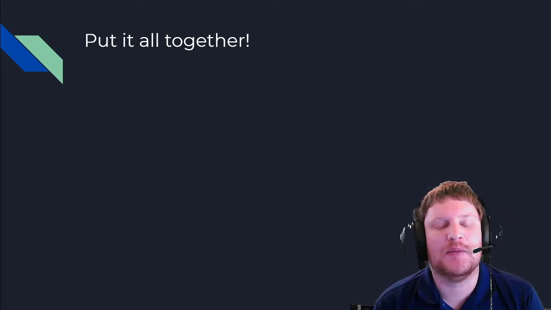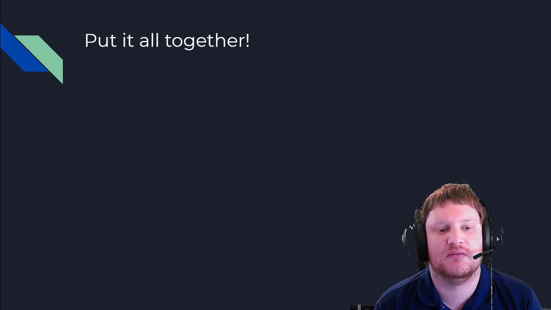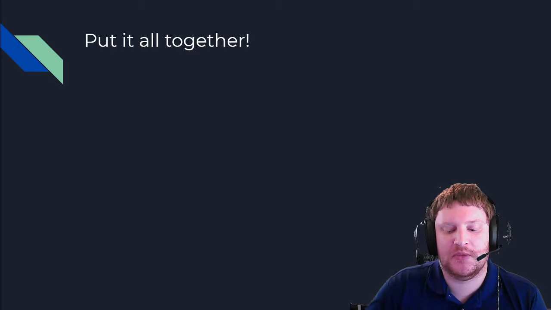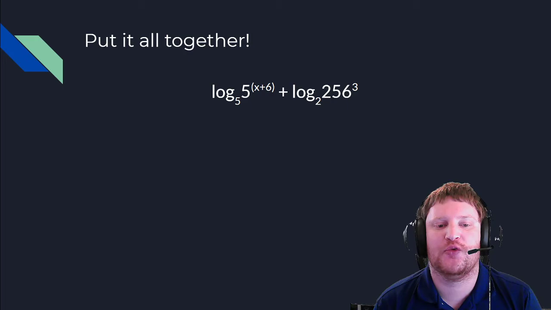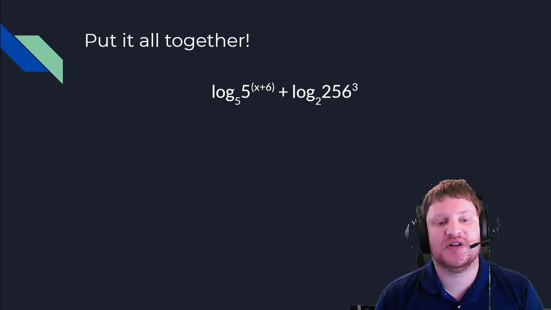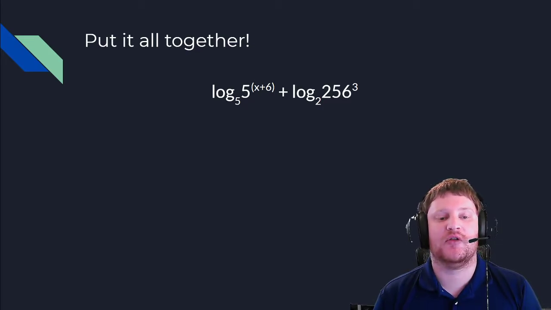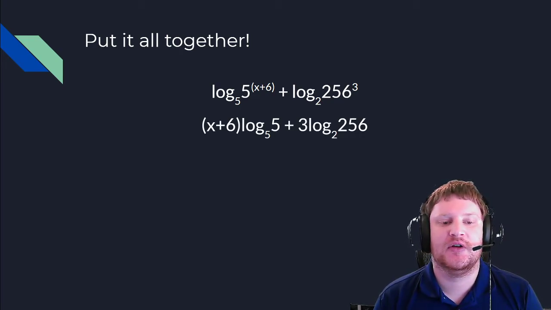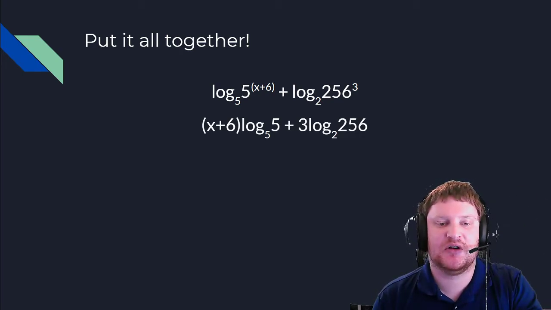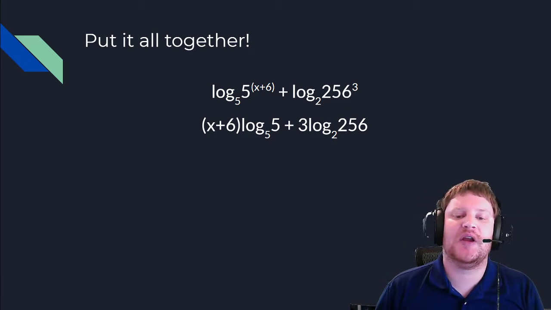Let's take a look at an example problem from your homework of using these properties to simplify a problem and make it actually work and solve the problem. Let's say you have log base 5 of 5 raised to the x plus 6 power plus log base 2 of 256 to the third power. Well, the first thing I personally see when I'm looking at this is that I have logarithms raised to powers. That means I can use the power rule to move those powers out front. So I move the x plus 6 out front, and I move the 3 out front.